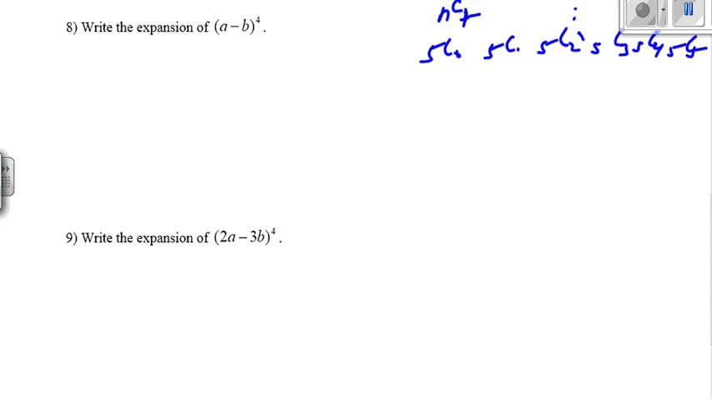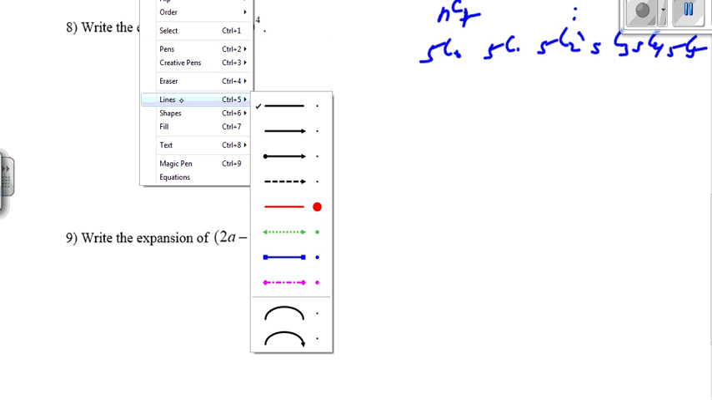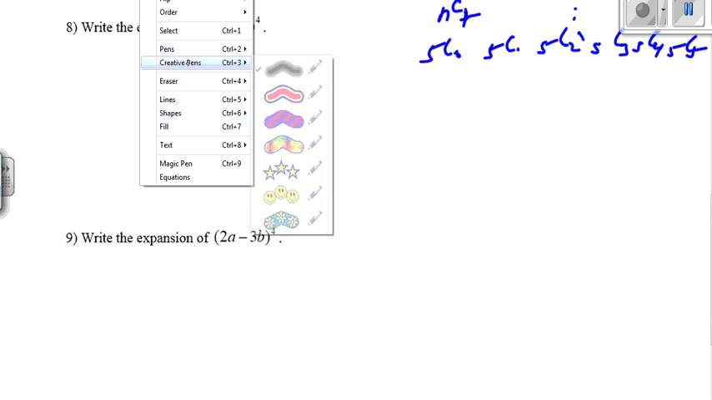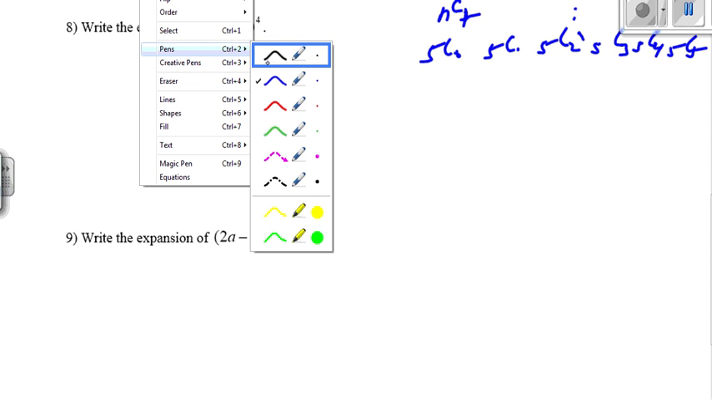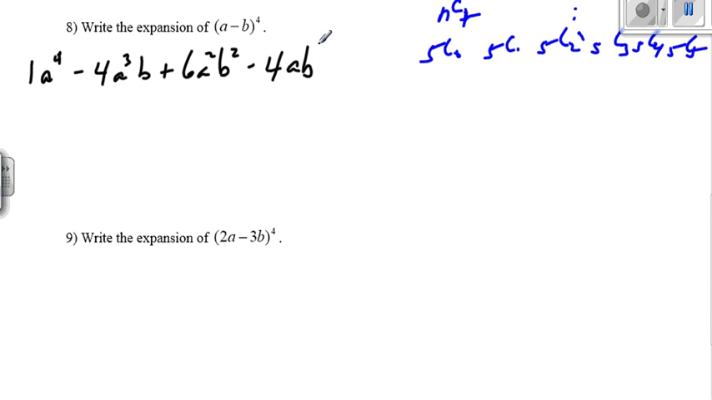The expansion here, we have 1A to the 4th minus 4A to the 3rd B plus 6A squared B squared minus 4AB to the 3rd plus B to the 4th. Good. Alright, we did them in class.